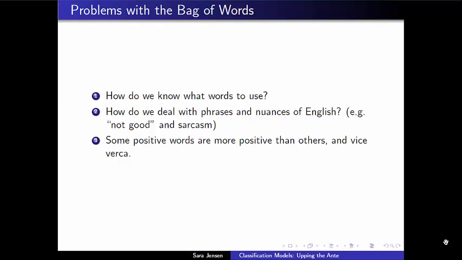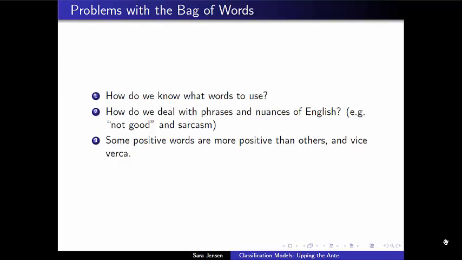But there are many problems, as we began to uncover last time, with the bag of words model. First of all, one question we might ask is, well, how do we know what words to use? We know as people that words like is, the, are unimportant. We know that words like great and good and awesome and fabulous are positive words. We know that awful, terrible, horrible are negative words. But how do we teach a computer to discover those things on its own? And also, how do we teach a computer to deal with all the very many nuances of the English language?